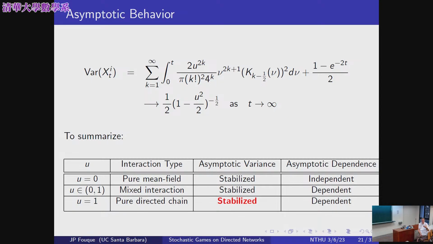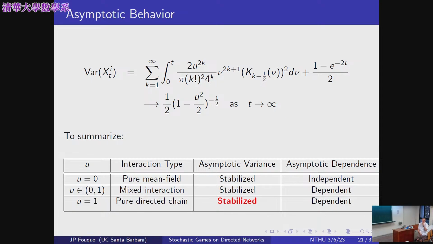Look at the asymptotic variance. If the asymptotic variance explodes, that's mean field game. You are affected by a lot of people. If you are affected only by one in a directed chain, then the variance will stabilize and you can conclude. And there is also filtering. You can do filtering, this is in the paper, so I'm not getting into it. So one application is that by looking at the state of an agent, you can detect if it's connected to a lot of people or not.